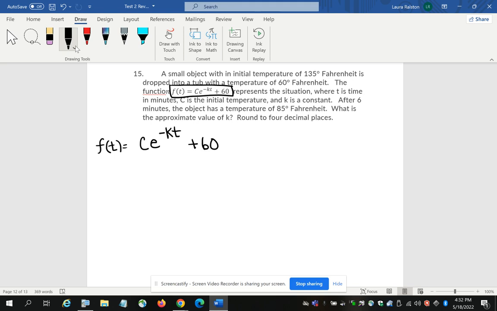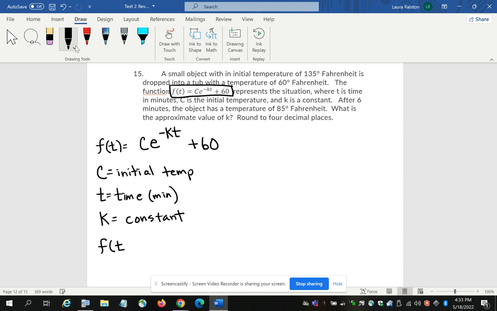And I'm going to read that second sentence. It says the function f of t equals c e to the negative kt plus 60 represents the situation where t is the time in minutes. Okay, so t is time, and it's specifically in minutes. C is the initial temperature of the object. K is a constant, and it doesn't say so, but f of t is the final temp.